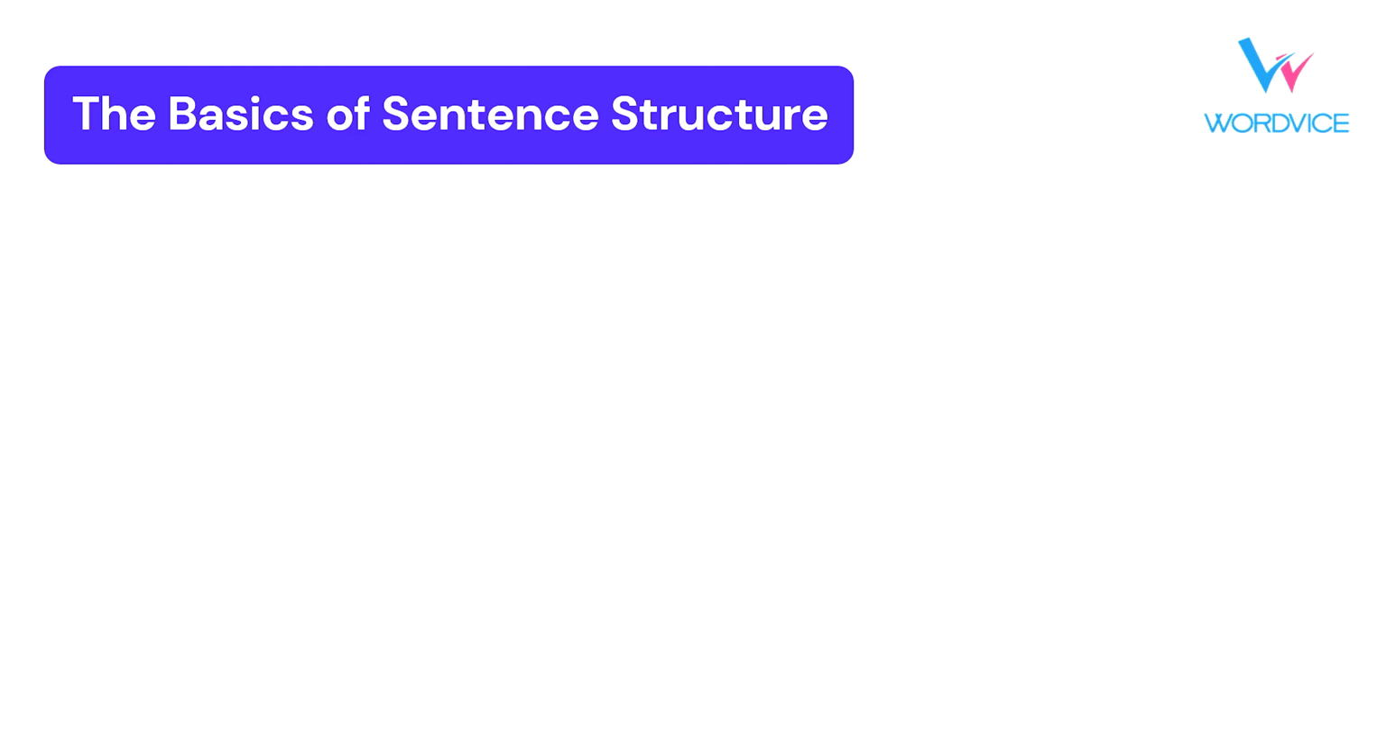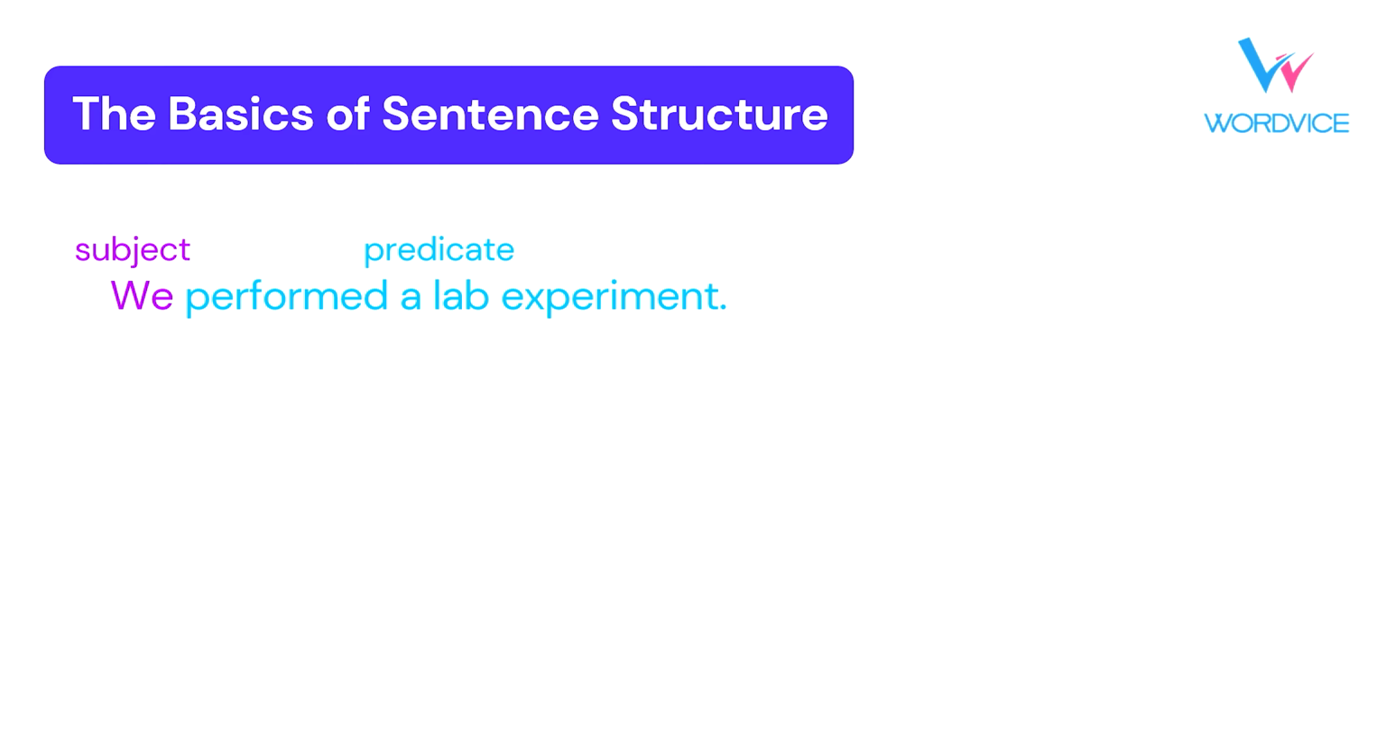A sentence is a group of words that expresses a complete thought and contains a subject and predicate. The subject of a sentence is whatever is performing the action of a sentence. The predicate consists of a verb and any other clarifying details of the sentence.